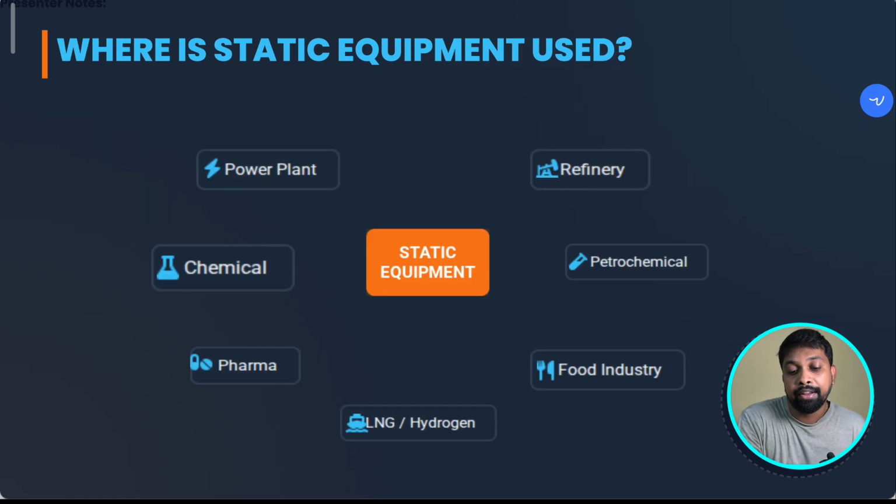Okay. And where is static equipment used? As I previously told, static equipments are the heart of power plants, refineries, chemical plants, petrochemical plants, pharma, food industries, LNG, and hydrocarbon.